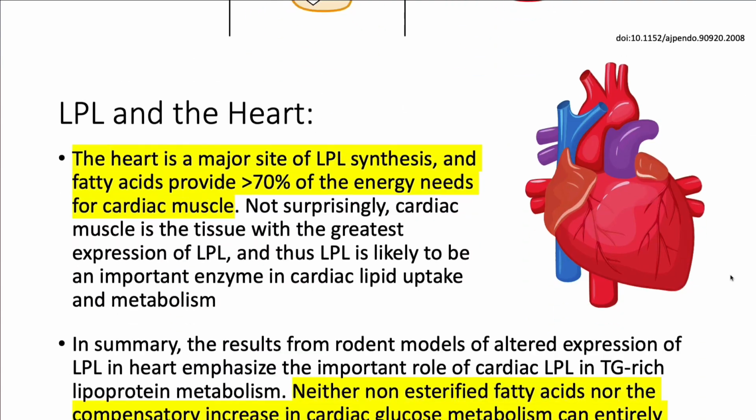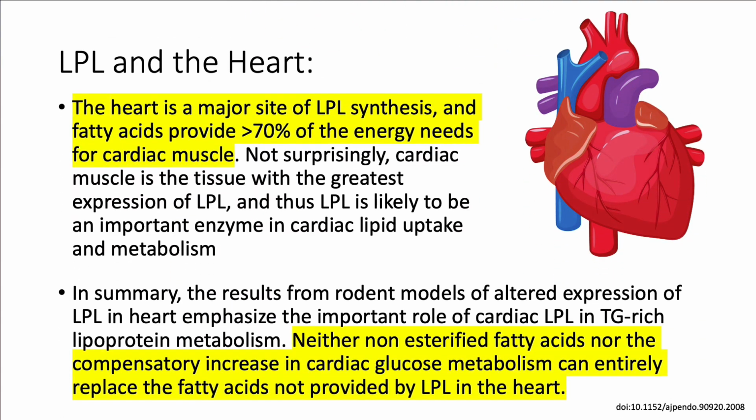In fact, while we're on LPL and the heart, note that the heart is a major site of LPL synthesis, and fatty acids provide over 70% of the energy needs for cardiac muscle. Not surprisingly, cardiac muscle is the tissue with the greatest expression of lipoprotein lipase, and thus lipoprotein lipase is likely to be an important enzyme in cardiac lipid uptake and metabolism.